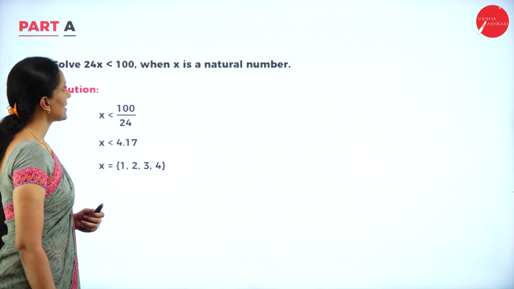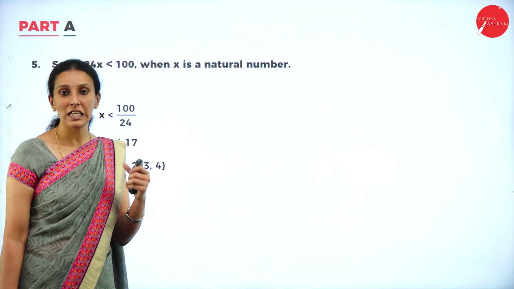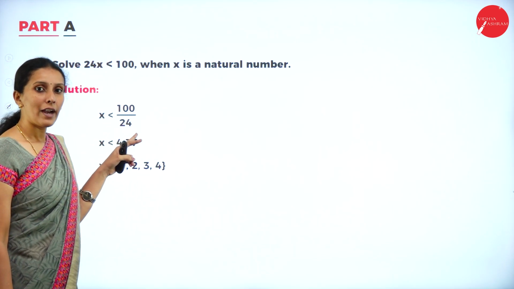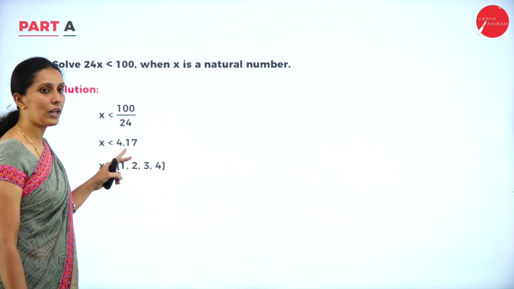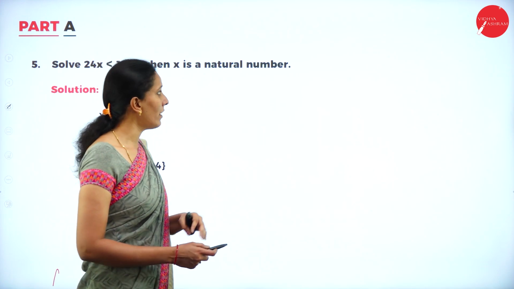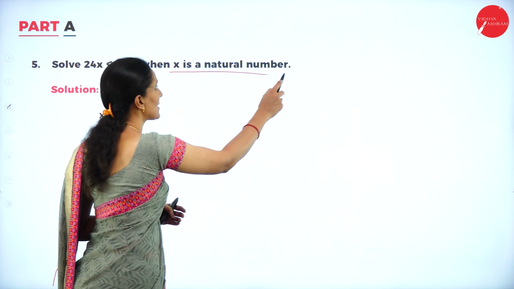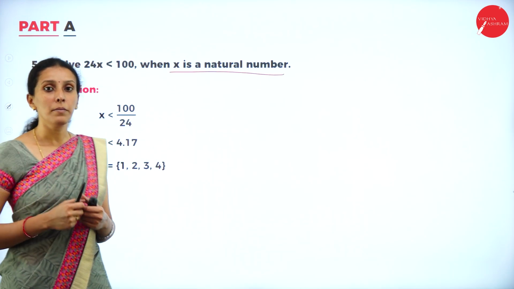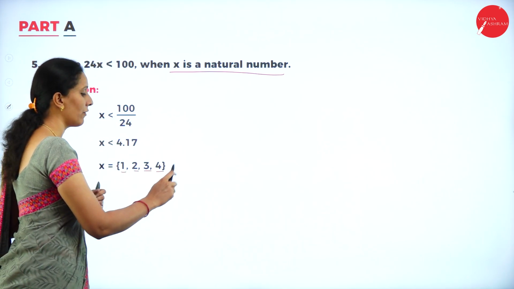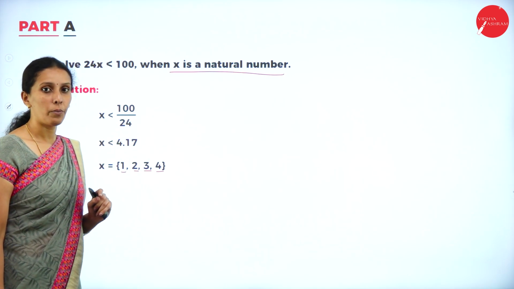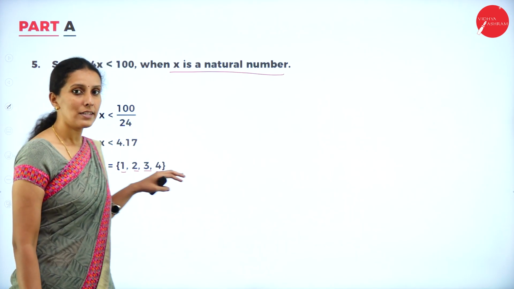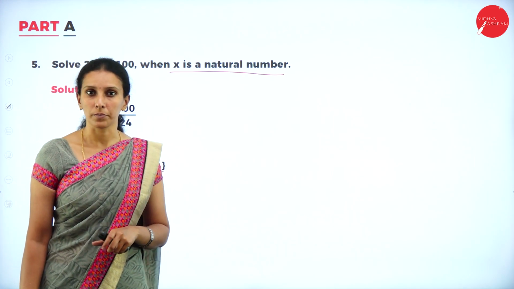Next we have: Solve 24x less than 100 when x is a natural number. This is a linear inequality. Hence, we will divide both sides by 24. When you divide both sides by 24, the value you will get is 4.17. That is, a number less than 4.17. But they have strictly said here that x is a natural number. Then what are the numbers I can write in the solution set? That is 1, 2, 3 and 4. They must be strictly less than 4.17 and the number should be a natural number. Hence, our solution is 1, 2, 3, 4.